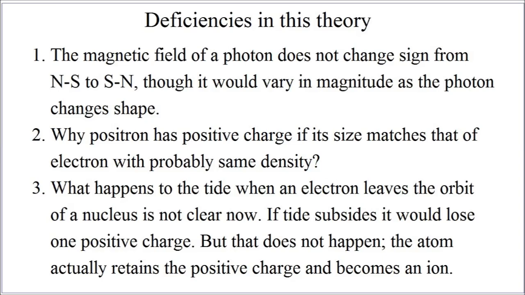Third, what happens to the tide when an electron leaves the orbit of a nucleus is not clear now. If tide subsides, it would lose one positive charge. But that does not happen. The atom actually retains the positive charge and becomes an ion.